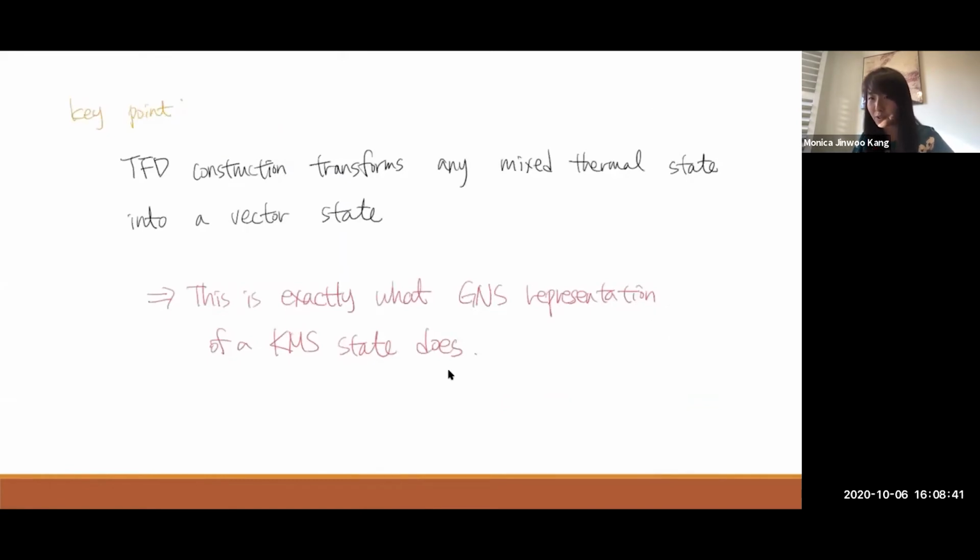So what I really want you to remember from this is that the thermal field double construction transforms any mixed thermal state into a vector state. And this is exactly what the GNS representation does with a KMS state. So all I want to convey so far is that, in order to do everything generically, including in the context of infinite dimensional Hilbert spaces, without considering the Hilbert space, if I want to start at the operator level, all I need to require is a C-star algebra in bulk and boundary and a KMS state. And the formalism of the GNS construction will take care of it.